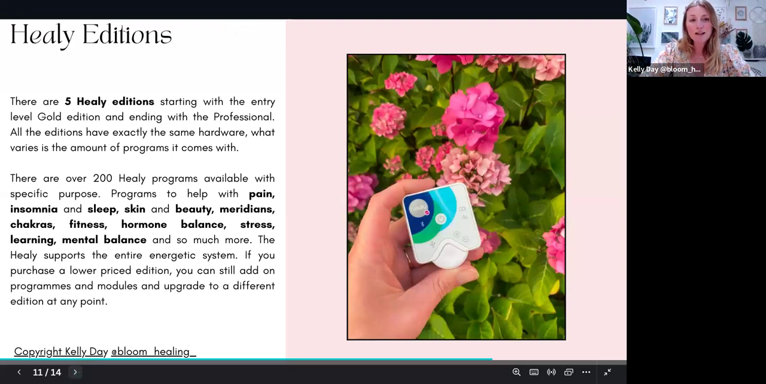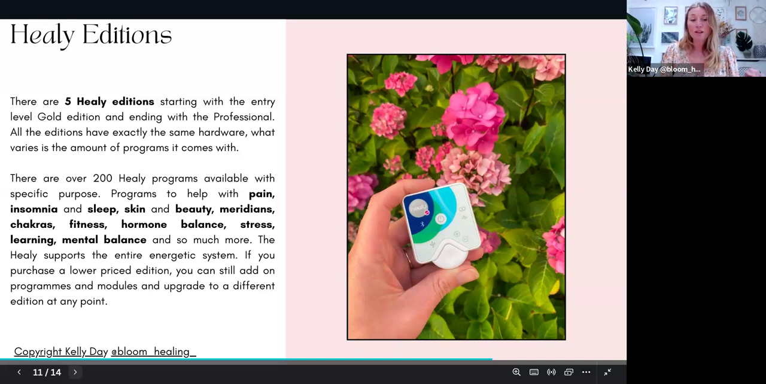So there are 5 different Healy editions. We start with the entry-level gold edition and we end with the top model, which is the professional. They all have the same hardware. It just depends on which edition you buy as to which programs come with your Healy. There are over 200 Healy programs available on the top model, the professional. And there are programs to help with pain, insomnia, sleep, skin, beauty, meridians, chakras, fitness levels, your hormone balance, stress, learning and concentration, mental balance and emotional balance, all sorts of things. It supports the entire energetic system.